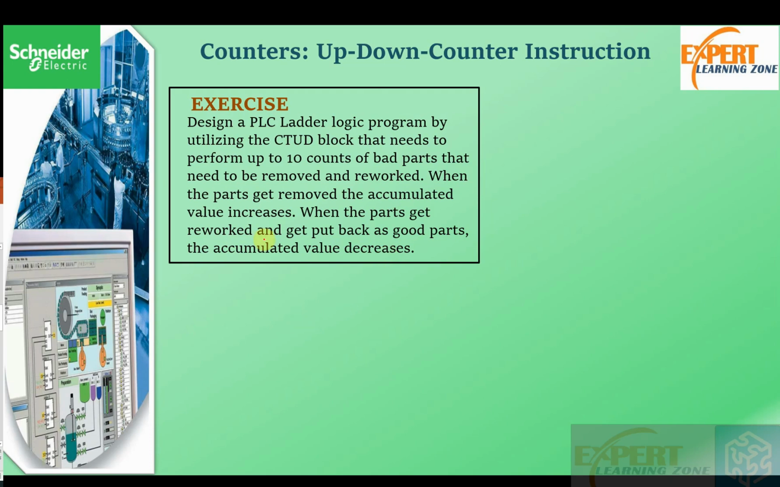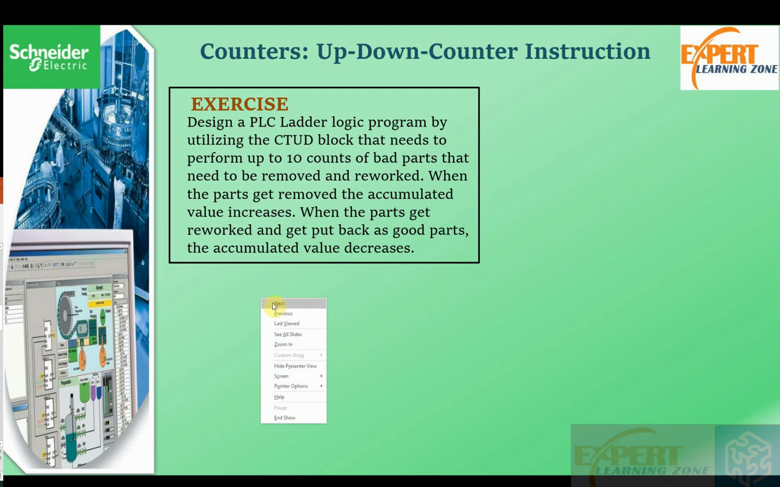So what does that mean? It means that we want to track up to 10 counts of bad parts, and when the part gets removed from the system for rework purposes, then the accumulated value will increase, and when it gets put back as a good part, then the accumulated value will decrease. You can pause this video and take some time to see how you can realize this operation, then you can come back to it later.